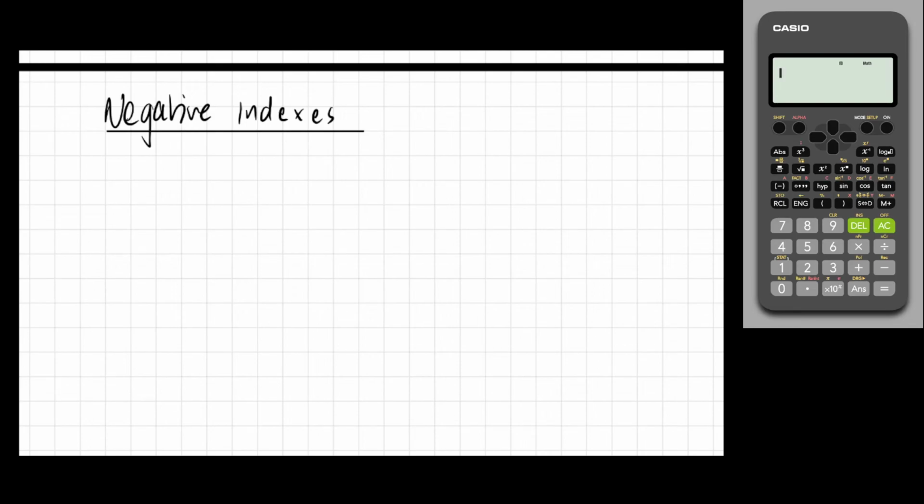Okay, so we've looked at positive indices. We've looked at zero indices, so when the power is zero. And now let's have a look and see what happens if we've got a negative indice. Okay, so let's fill in some stuff that we know already. I want you to fill in the powers 1 and 2. Can you fill in this pattern?